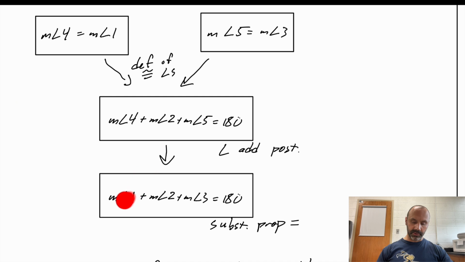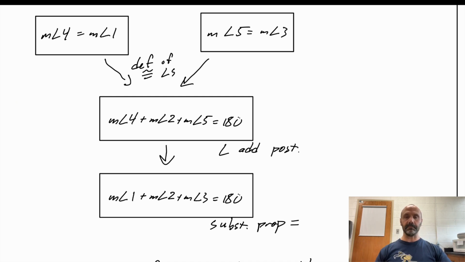And then by substitution, so substituting 1 for 4 and 3 for 5, I know that the measure of angle 1 plus the measure of angle 2 plus the measure of angle 3 is 180. Substitution property of equality. QED. That's it. And so if you're going the other way, from a flowchart to a two-column proof, what you would do is just take the things from the boxes, put them in the left-hand column, take the other things, the reasons, and put them in the right-hand column. That's it.